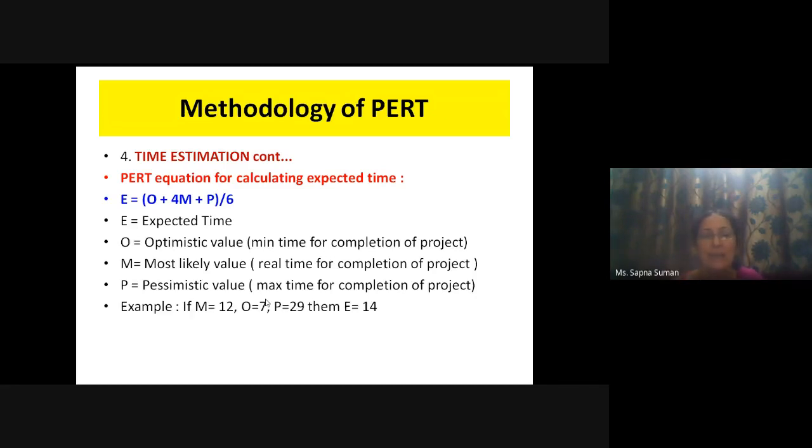So suppose the values of M, O, and P are known to you, easily you can calculate E, that is the expected time. And here you can see the example also. Suppose M, that is the most likely value, is 12 months. Okay, 12 here means the time.